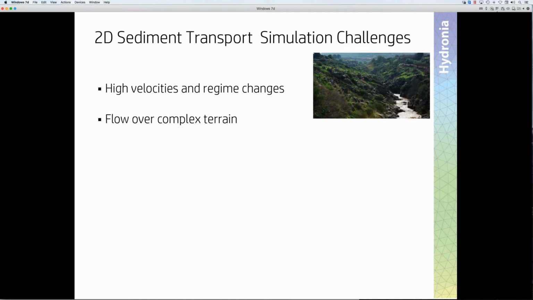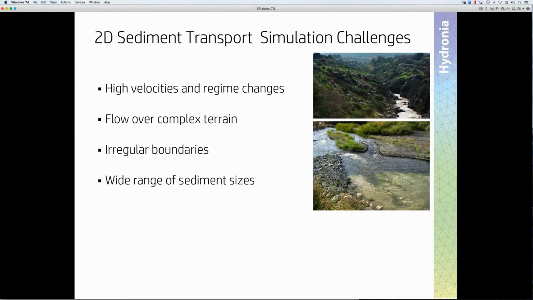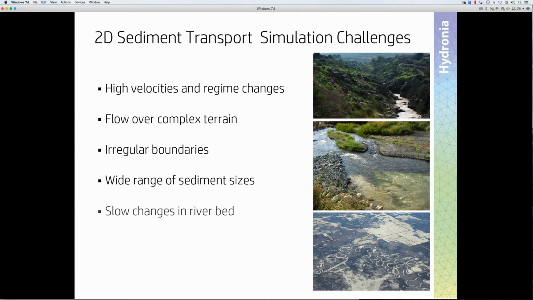First, as in many riverine situations, you have high velocities and regime changes, supercritical and subcritical flows. So you need to handle those together with complex terrain that may have very steep gradients of the topography and so forth. Also, the boundaries can be irregular, and you have a wide range of sediment sizes. So you may have gravel, fine sand, and so forth, and that should be accounted for in the model you want to use to simulate erosion or deposition.